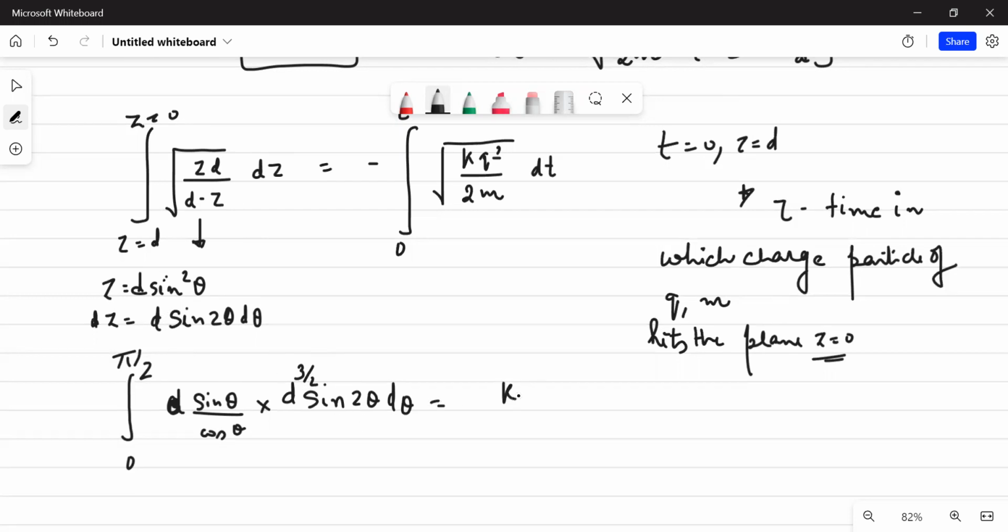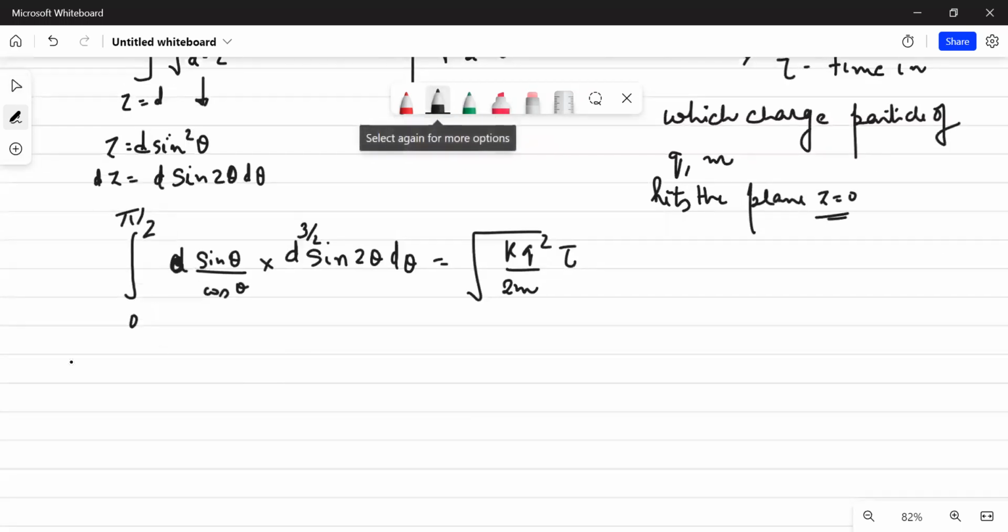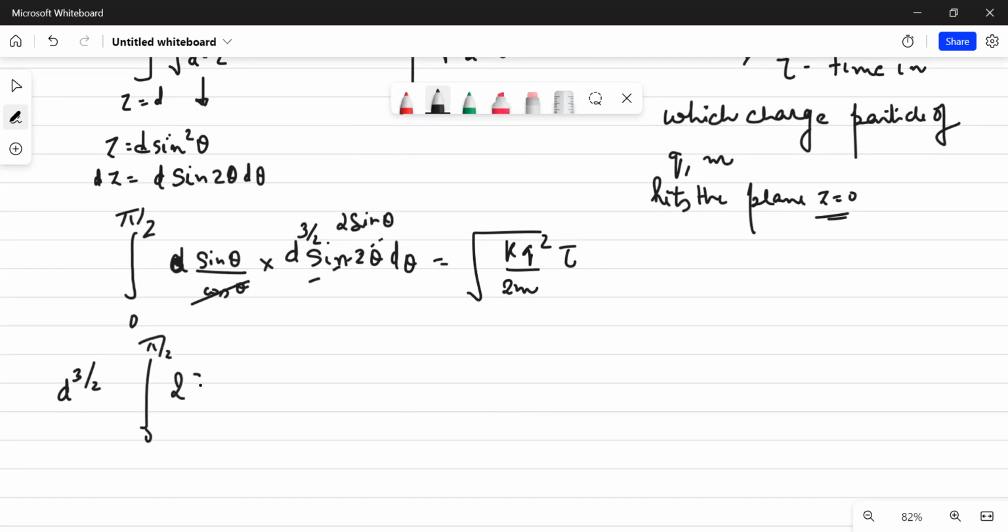And here you will get kq square upon 2m, and this will be simply tau. And this will be root over, sorry. Okay, so overall, one can understand that this is like d to power 3 by 2 integral, if you can take this from here, so it will give you 2 times sine theta. So you'll get integration 0 to pi by 2, 2 sine square theta d theta. And this is root over kq square upon twice m, tau.